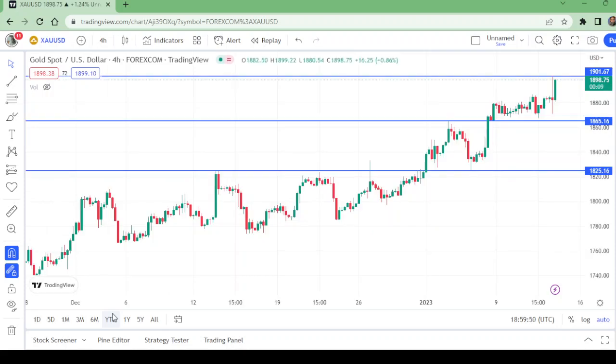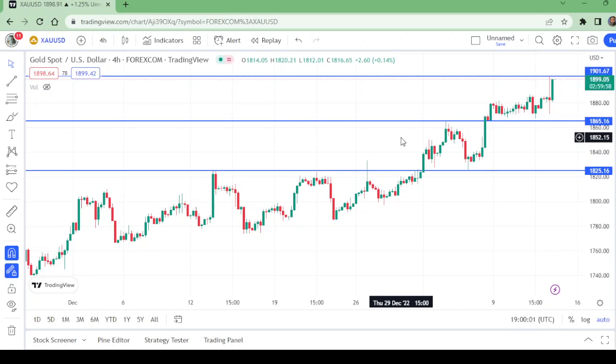exact level. Yes, it looks to me here like 1901, though on the MT4 it was looking like 1899. It is the value that the gold has gone up to. Now there is no doubt the market is bullish. The gold is going up, but what do we expect now that after this low, this is the high? Do we expect a low or will the market keep going up?